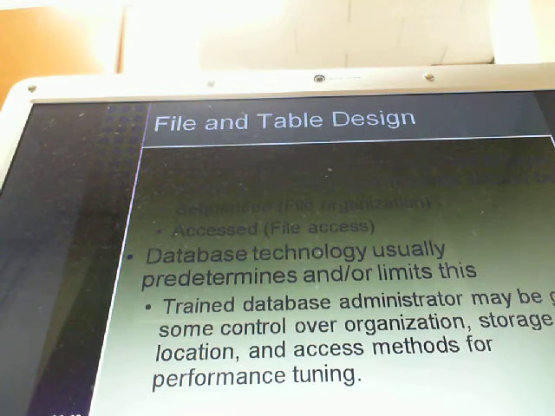File and table design: all the file design methods require the analyst to specify precisely how records should be organized, such as whether sequenced or not, which is file organization, and how it's accessed, which is file access. Now, database technology usually predetermines and limits this. A trained database administrator may be given some control over organization, storage location, and access methods for performance tuning.